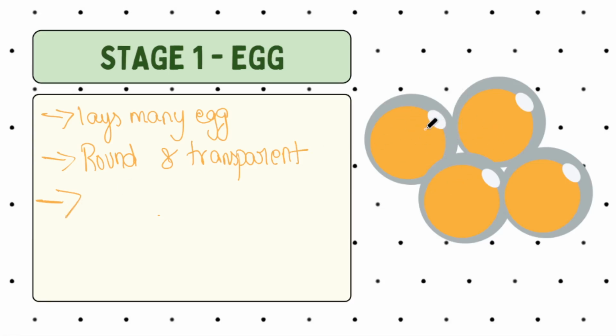What is growing inside? Baby fish. Baby fish is growing inside. Okay, so this is all about the egg. What does it do? It lays lots of eggs. It is round and transparent. And what is inside? Baby fish. Okay, this is stage 1.